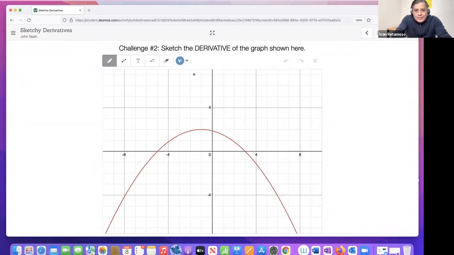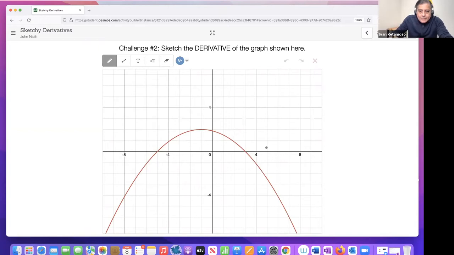Challenge two, it says, sketch the derivative of the graph shown here. Now they're asking me to sketch the derivative of this function, right? It's a quadratic function, opens downward, so the first coefficient should be negative. And now let's take full advantage of this word, sketch. When they say sketch, it means that you don't have to be precise, exact. You just have to give us an idea of what the graph of the derivative of this function should be.